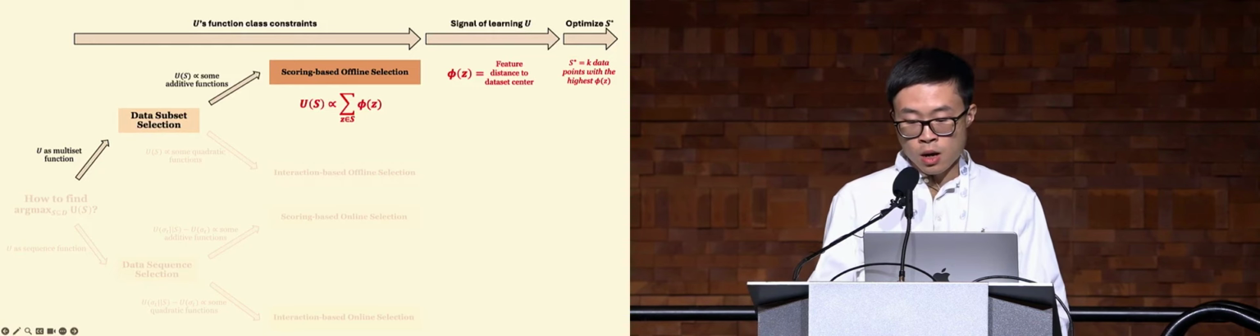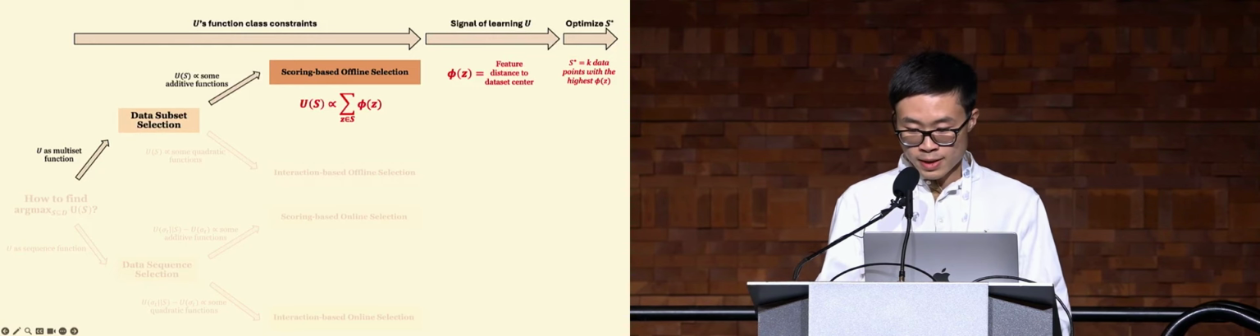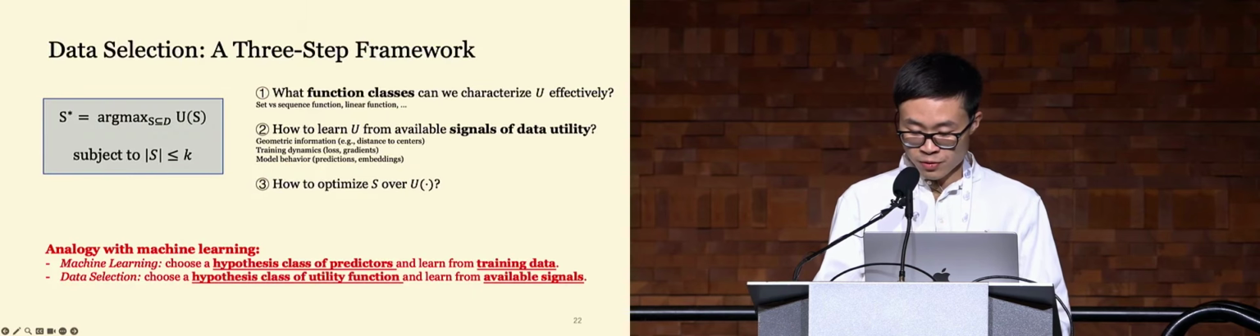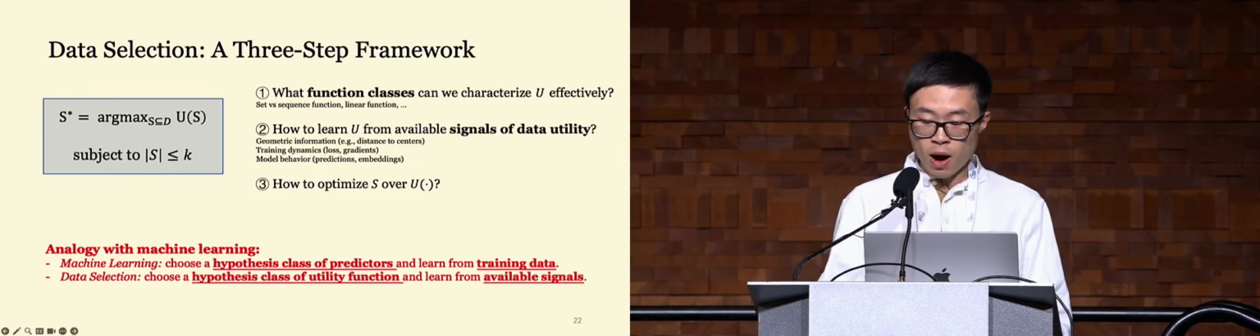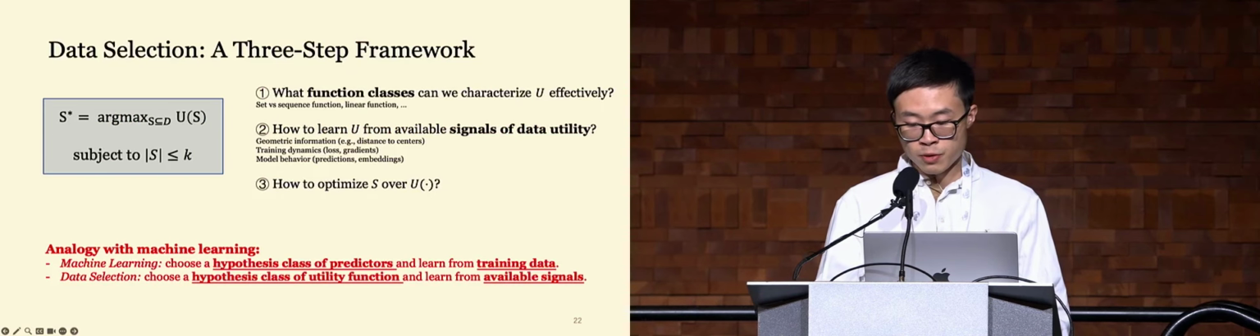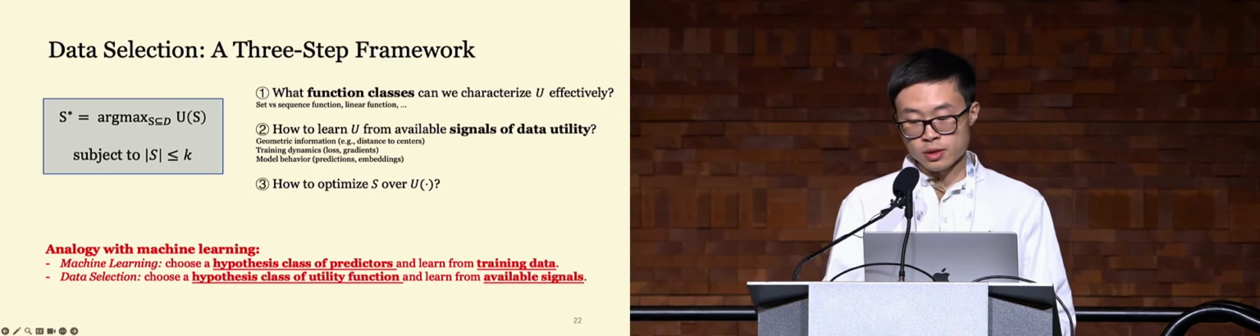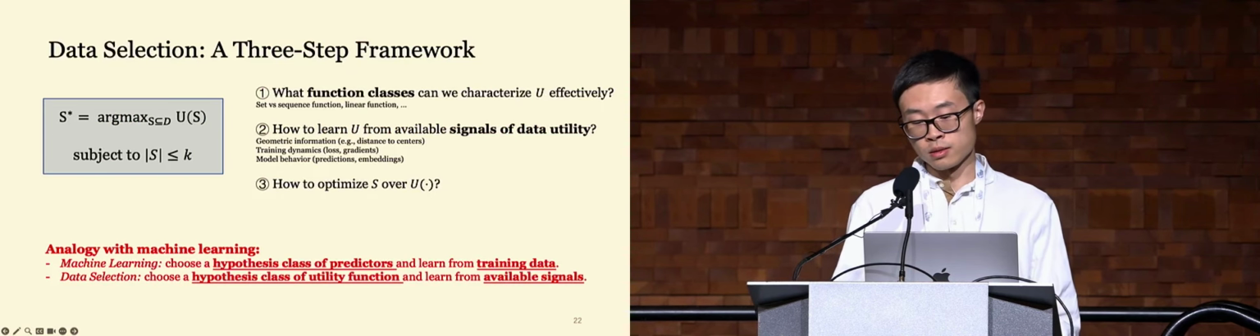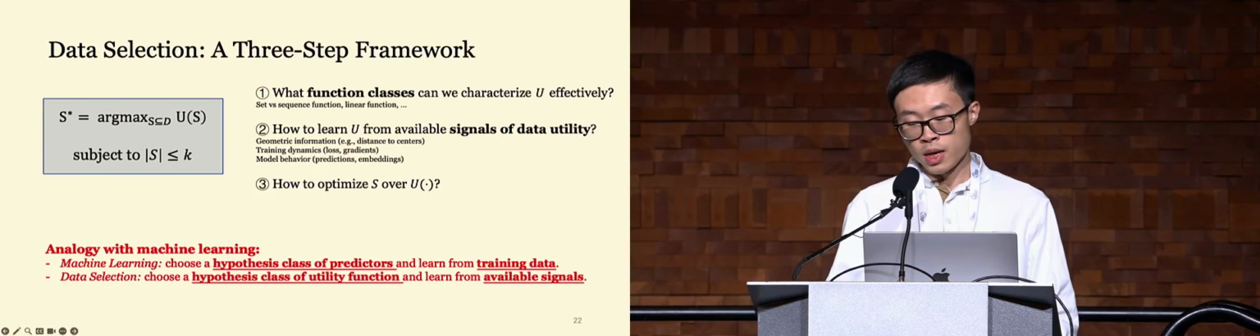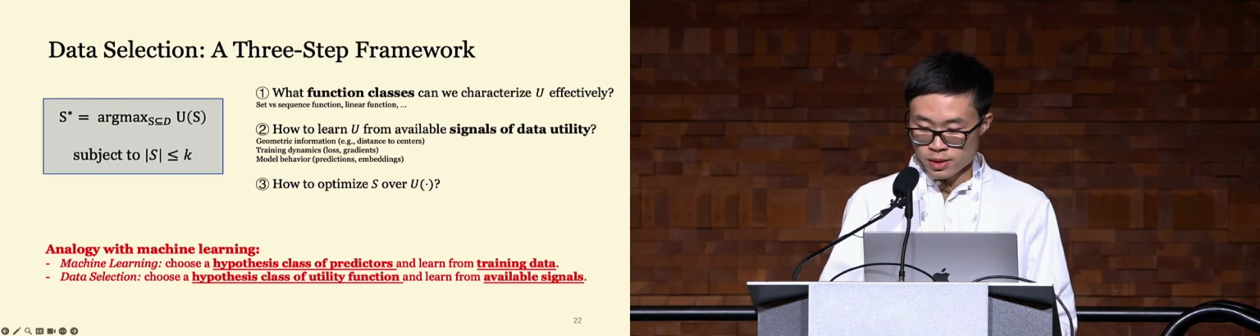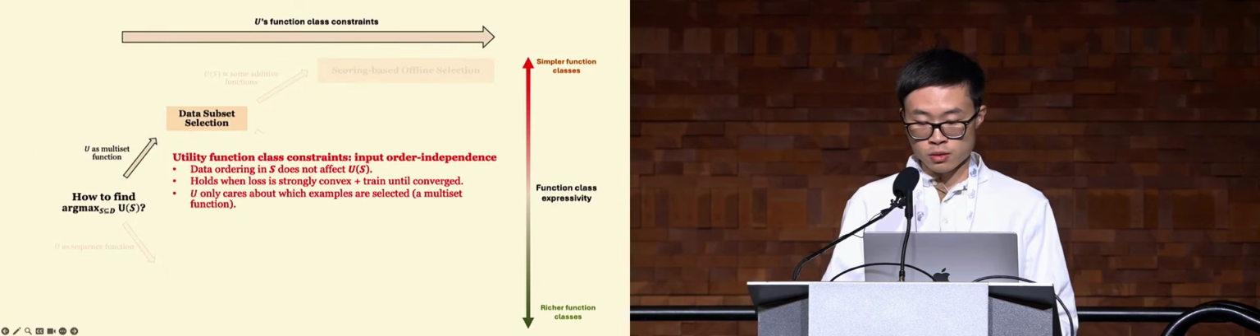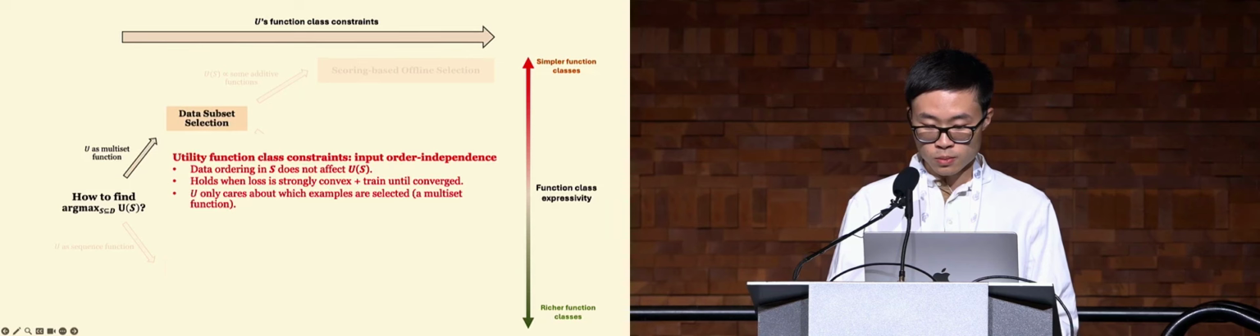Finally, we need an efficient optimization method to find the best data subset given the estimated utility function. So, for example, let's say we choose the feature distance to the cluster center as the importance score for each data point. Then looking for the optimal subset is very trivial because we can just pick the top k data points with the highest score.